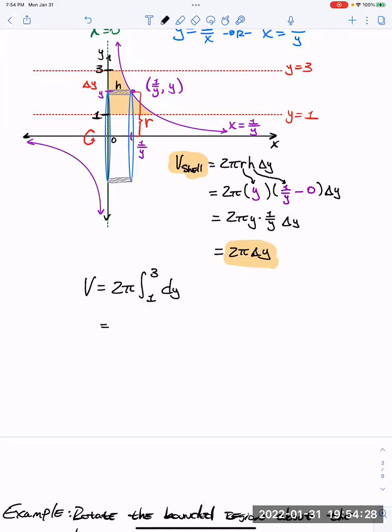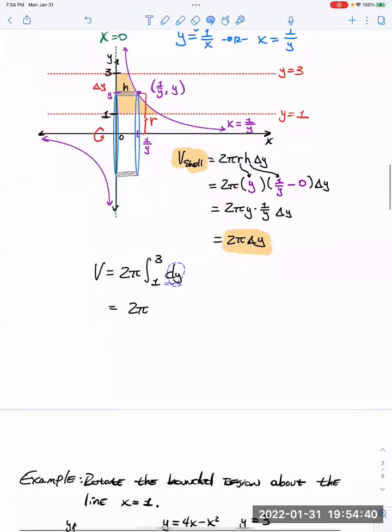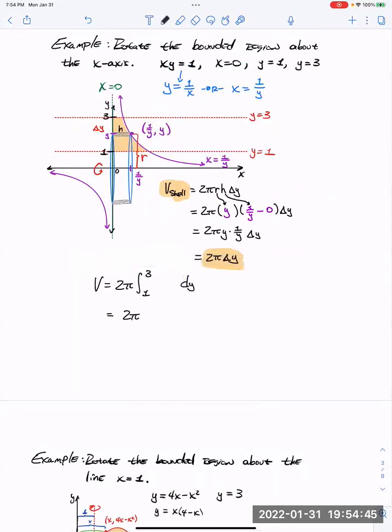What's the integral of dy? You have to realize that this thing here is actually the integral of 1 dy, right? That helps. What's the integral of 1 dy? It's y. So you end up with just y, evaluated from 1 to 3.